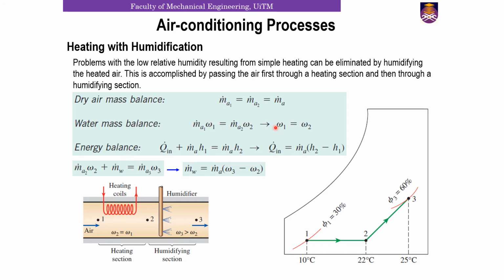So that results in omega 1 equals omega 2. So energy balance at point 1 and point 2 is given by this formula again. So this is for the heating section.